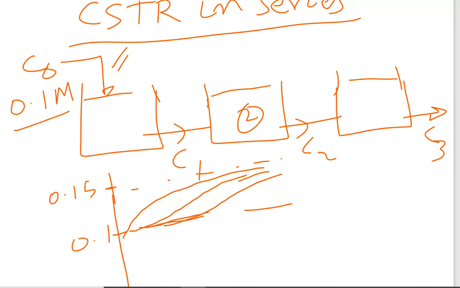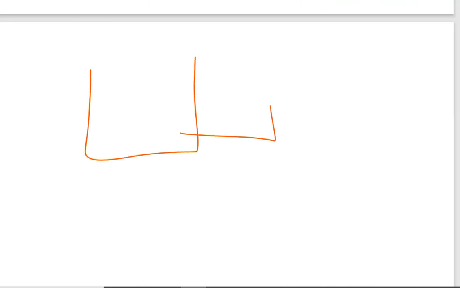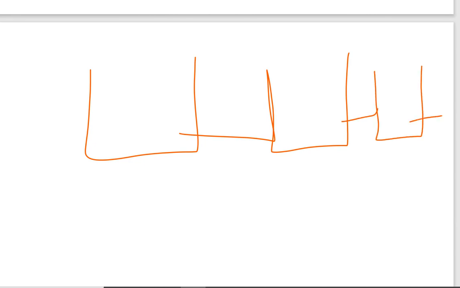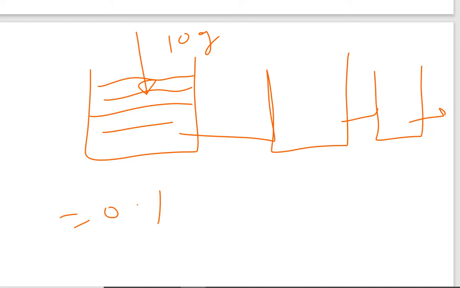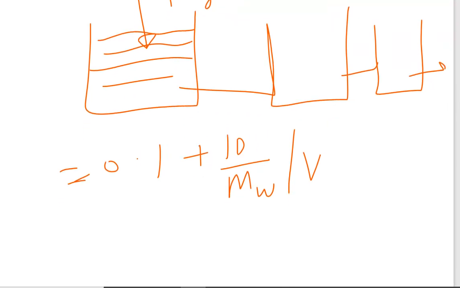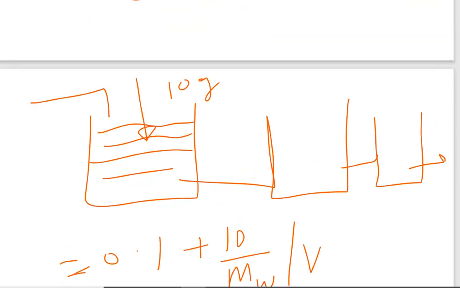Okay. Same thing we did for pulse input. Pulse input, what do we assume? We assume that someone put the salt in tank 1. Okay, tank 1, 10 gram. Initial concentration was 0.1. So now the new concentration in the tank will be 0.1 plus 10 divided by the molecular weight of KCl divided by the volume of the reactor. That's the new molarity adding to tank 1. And suppose 0.1 molar KCl is running.